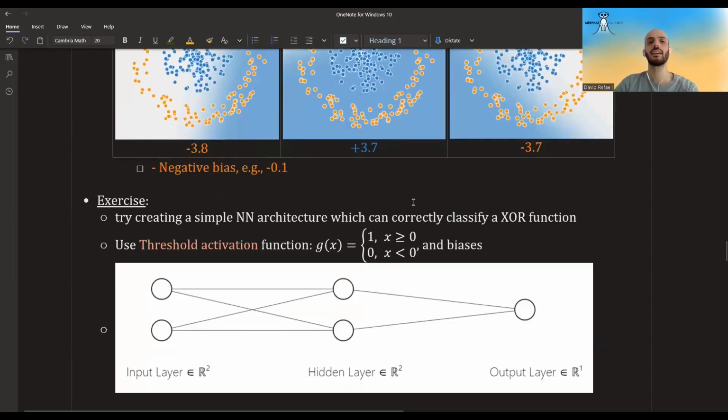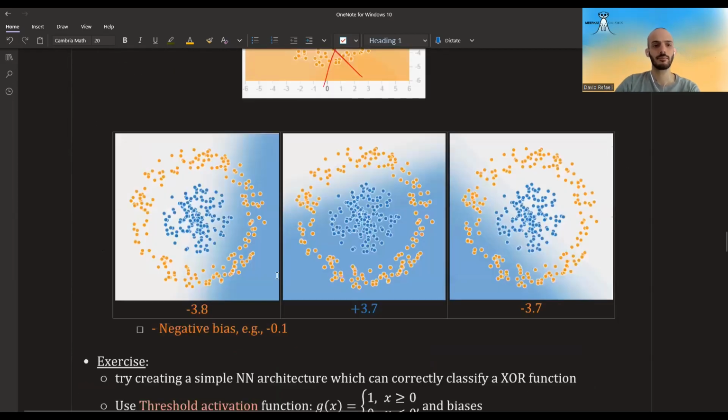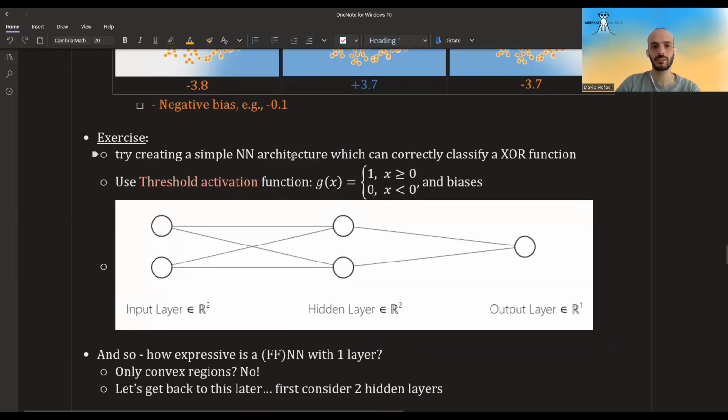And just as an exercise, you saw before we had this XOR problem, then maybe you can try to create a neural network architecture which can correctly classify the XOR function. And a few hints, maybe it will be easier if you use a threshold activation. So a threshold activation is just, below 0, it gets 0. After 0, it gets 1. It's a step function, or I think it's also called the Heaviside function.